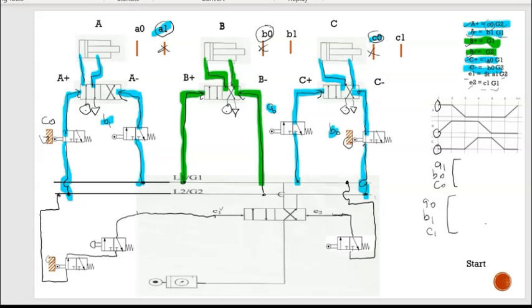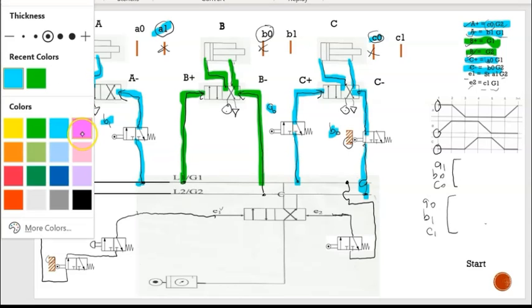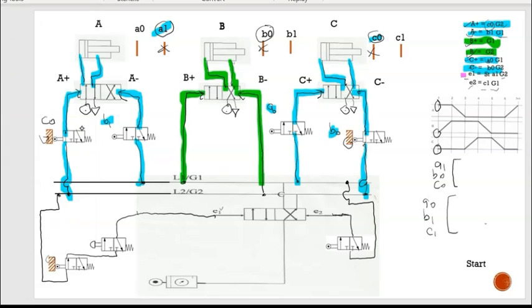Alright, now we check for the E. So we change the color. So for E1, we go from the start button, and then we go to A1. A1 is a contact limit switch, and it goes straight to G2. And last, the E2, it's a C1. It's a normal limit switch, and it goes to G1.